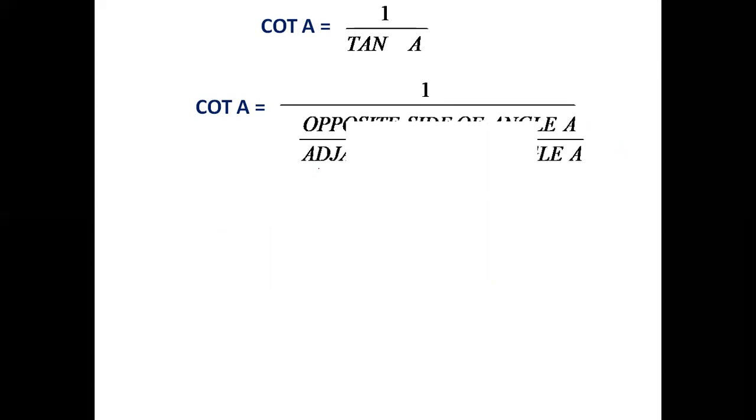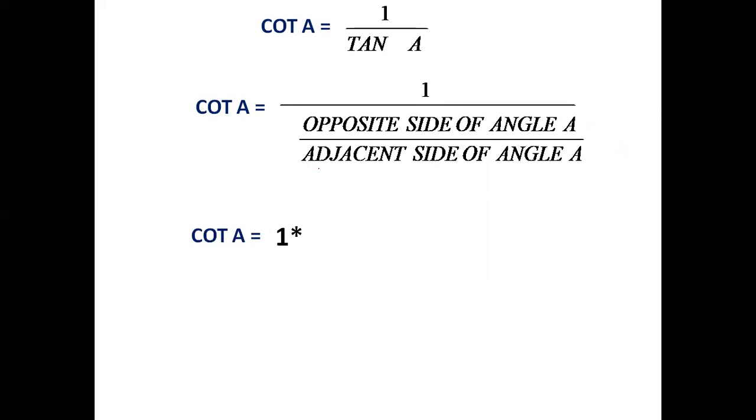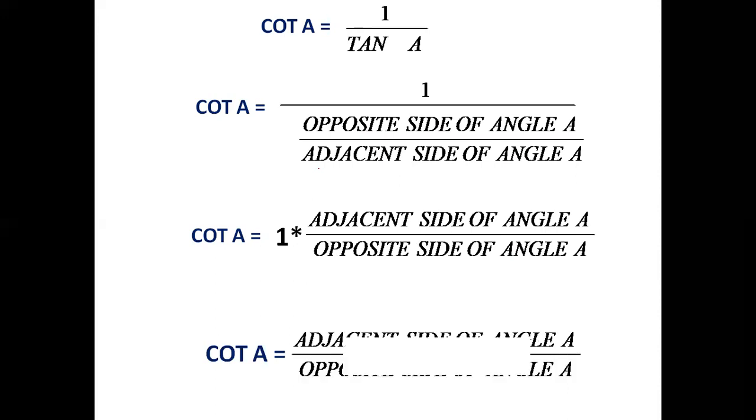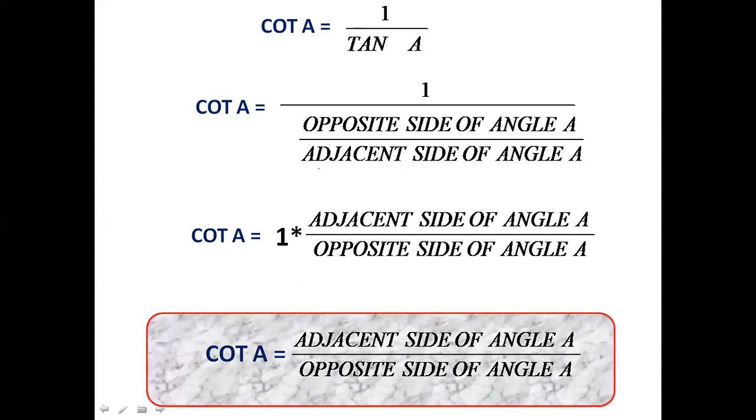Similarly, cot A is equal to 1 by tan A. What is the ratio of tan A? Opposite side of angle A by adjacent side of angle A. Cot A is equal to 1 into that fraction, and if that fraction comes into the numerator, it will be reversed. That is adjacent side of angle A by opposite side of angle A. So cot A is equal to adjacent side by opposite side of angle A. This is another formula.